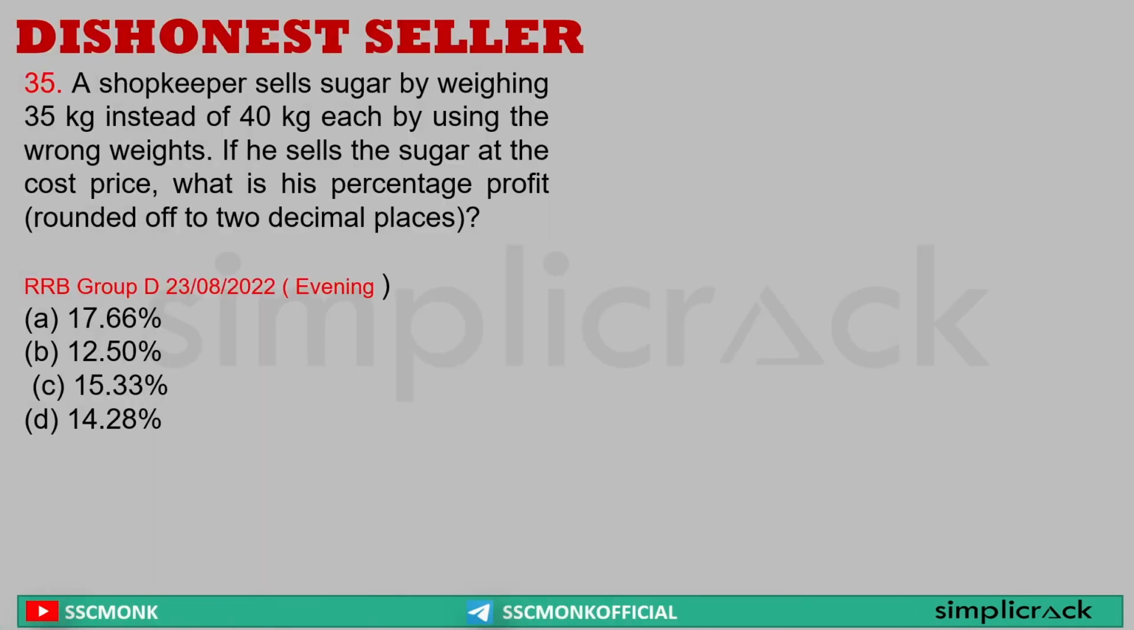Now, dishonest seller. This is the most trickiest part. Okay, what happens in dishonest seller? In dishonest seller, the actual issue is he is selling you less quantity at more price. That is the case of dishonest seller. Now in case of dishonest seller, there are only 2-3 theories.